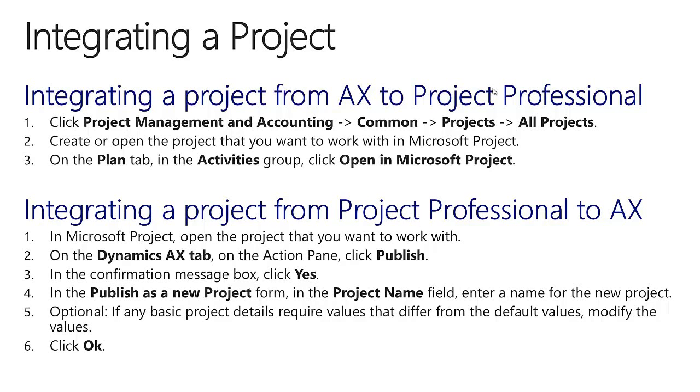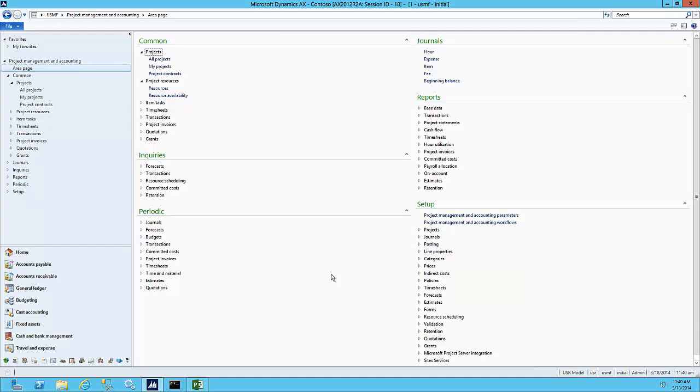Integrating a project from Project Professional to AX. In Microsoft Project, open the project that you want to work with. On the Dynamics AX tab, on the Action pane, click Publish. In the confirmation message box, click Yes. In the Publish as a New Project form, in the Project Name field, enter a name for the new project. Optionally, if any basic project details require values that differ from the default values, modify these values now. Click OK.